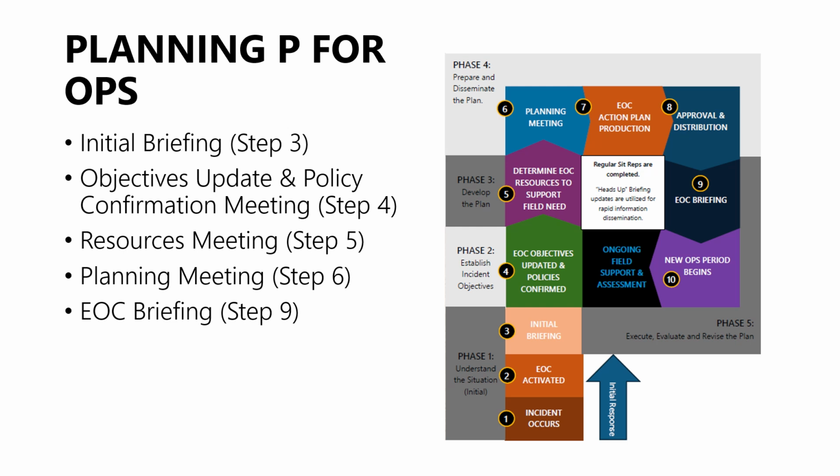So an incident's occurred. What do we do? We follow an incident planning process, also known as the Planning P. This sets up our meeting schedule, what we need to do, and takes us round and round until we close out the incident. So the stem of the P is always the incident occurs, we're going to activate the EOC, and we're going to get our initial briefing from the field.